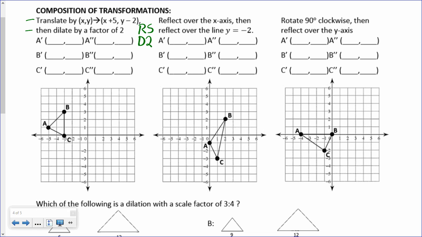Right 5 and down 2. Okay? So very lightly with your pencil. Don't draw too heavily with your pencil. We're going to take our points and show where they would end up after the first translation. So I'm going to go right 5, 1, 2, 3, 4, 5, and then down 2, 1, 2.